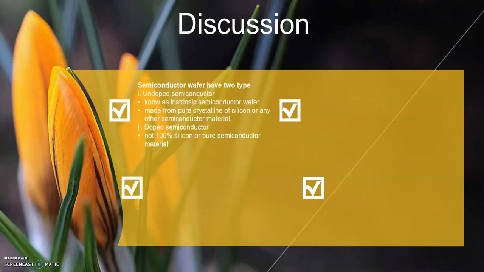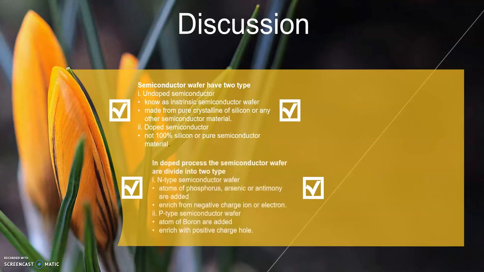Semiconductor wafers have two types, which are undoped semiconductor and doped semiconductor. Undoped semiconductor is also known as intrinsic semiconductor wafer. It is made from pure crystalline silicon or any other semiconductor material. Doped semiconductor is not 100% silicon or pure semiconductor material. In the doping process, the semiconductor wafers are divided into two types, which are N-type and P-type semiconductor.